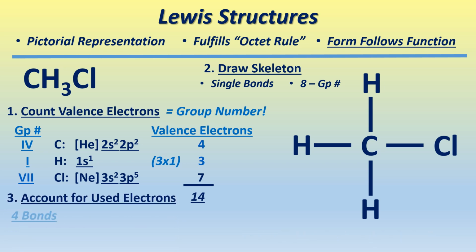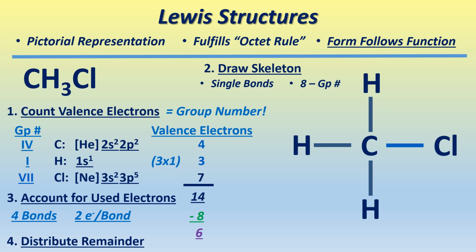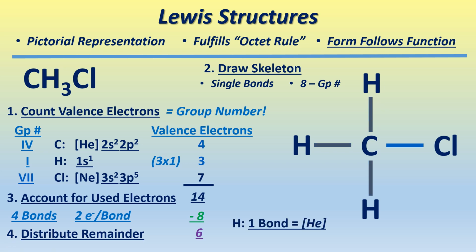I account for those electrons then. 4 bonds have been made. There's 2 electrons per bond. That means I've used 8 and have 6 left. For the remainder, hydrogen only wants 1 bond. So the hydrogens are satisfied.